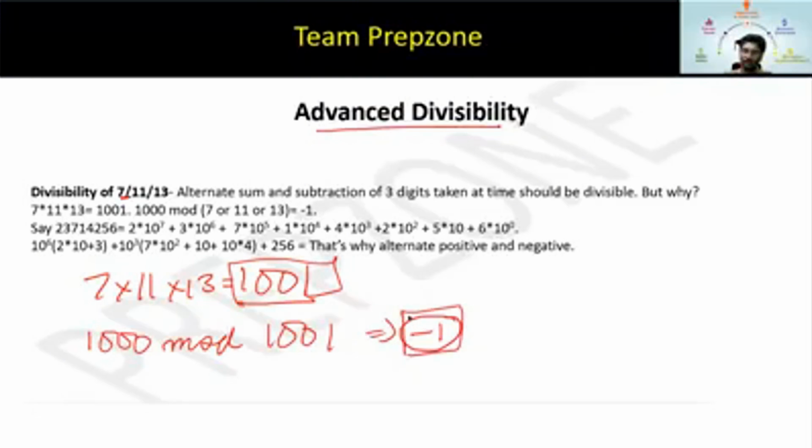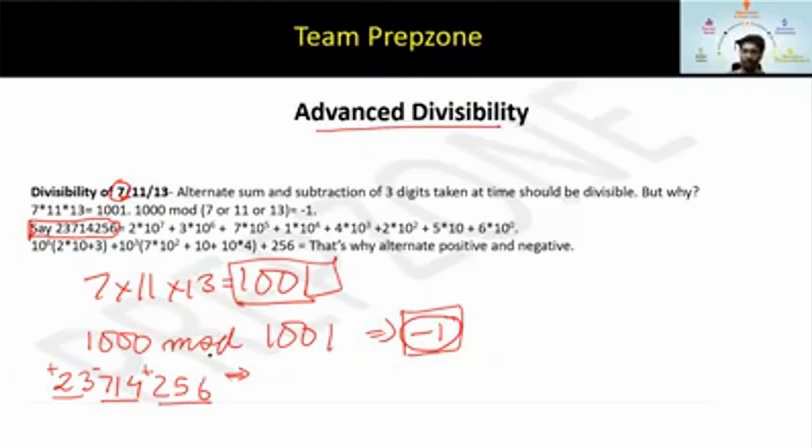Yeah, so if this is minus 1, so let's say there is a number that is given here on your screen. For example, I have taken this number 23714256. Why we are making this rule? See, what we are supposed to do for divisibility of 7? Make pair of 3s, 3, 3, alternate plus, minus, plus. This is what we are supposed to do, right? But why we are doing this? Look here. Still here, is it clear, everyone? Any doubts still here? Okay.